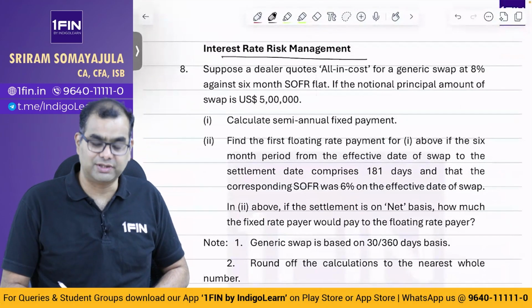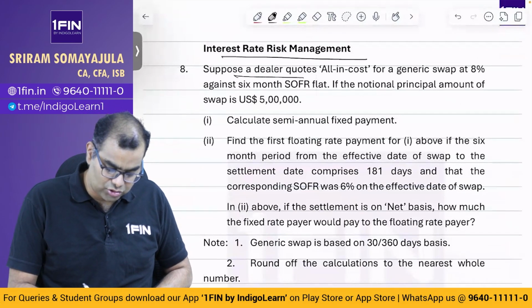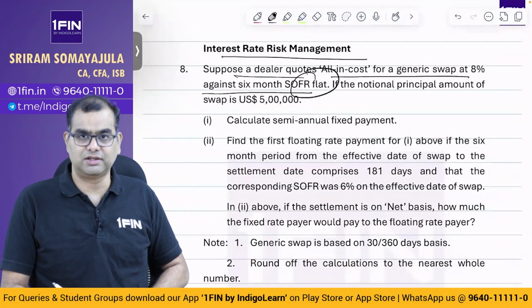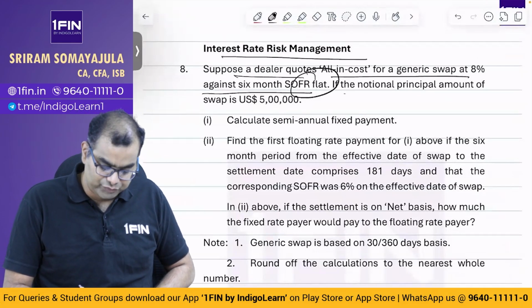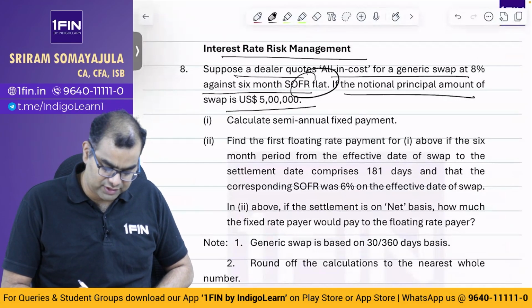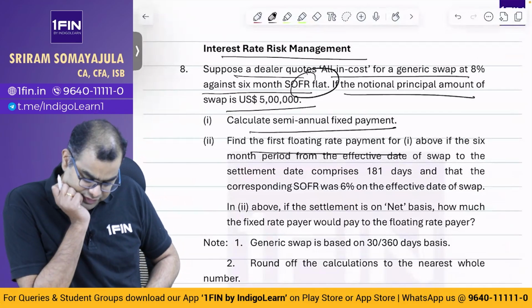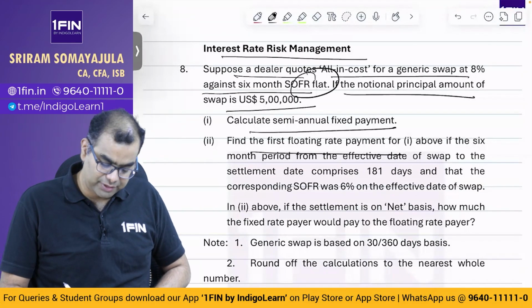Interest rate risk management. This is the next question. Suppose a dealer quotes all-in cost for a generic swap at 8% against 6 months SOFR flat, where SOFR is the secured overnight financing rate. If the notional principal amount of the swap is 500,000, calculate the semi-annual fixed payment. Then find the first floating payment.